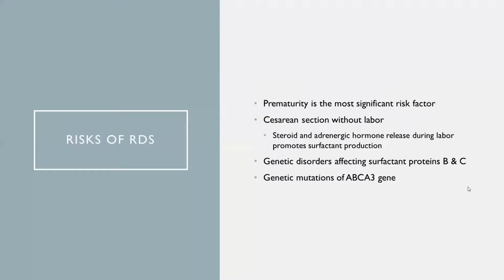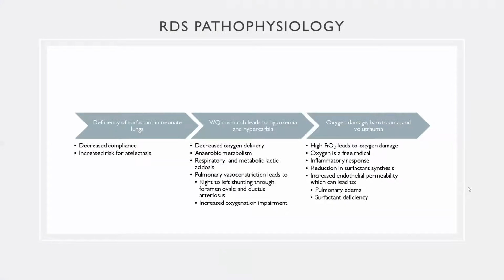Other risks of RDS, and the main risks which we talked about earlier, were prematurity and cesarean section without labor, as labor normally gives a steroid and adrenergic hormone release and promotes surfactant production. Genetic disorders affecting surfactant proteins can also be a cause, and genetic mutations of the ABCA3 gene in particular.